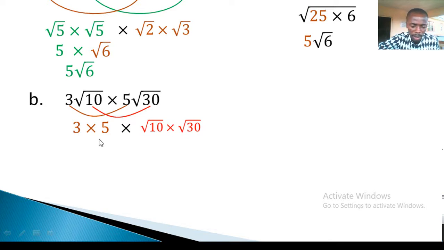So 3 multiplied by 5 gives 15, then 10 multiplied by 30 is 300. So I'm having root 300. So I can simplify 300 further. Okay, and I can simplify 300 into a product of 100 and 3. Why? 100 is a perfect square.